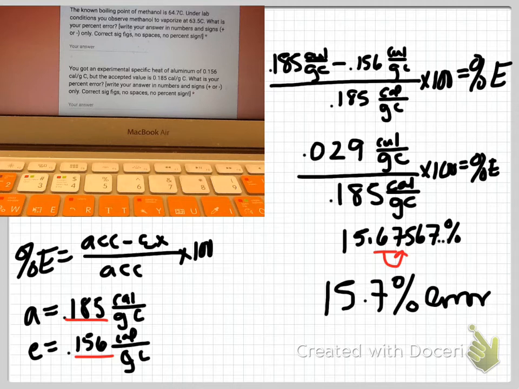Okay? Questions, comments on that one? Like I said, most people who miss this one just miss the sig figs, and that's okay. That's fine. I think maybe a couple people were looking at the rules for addition and subtraction.